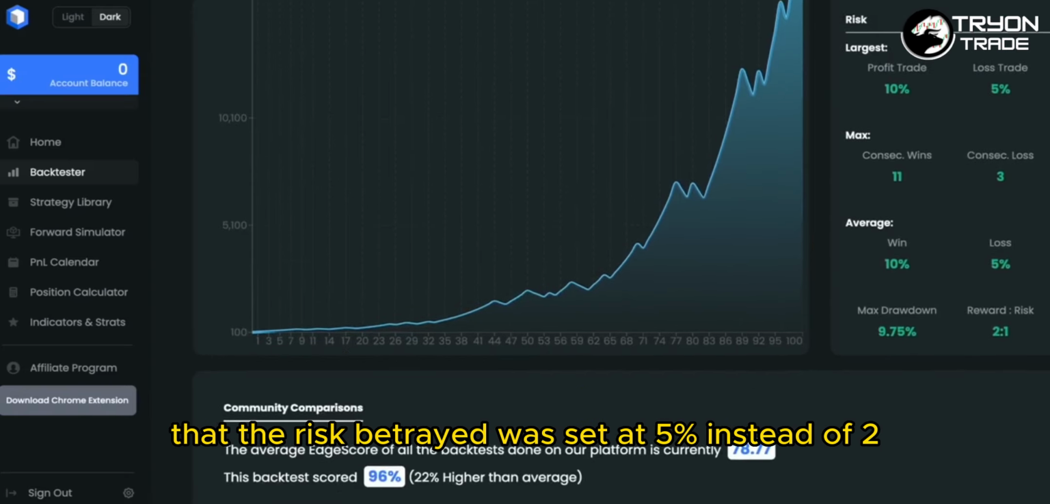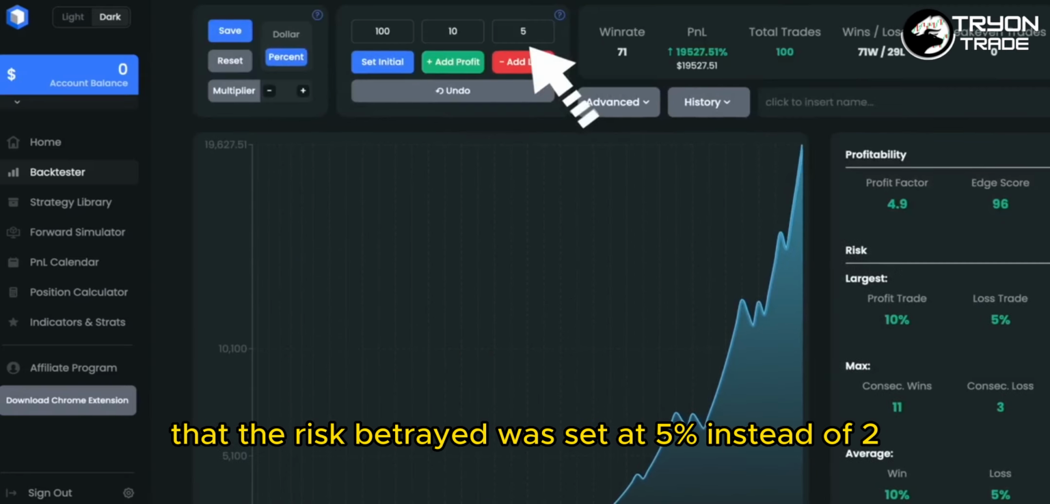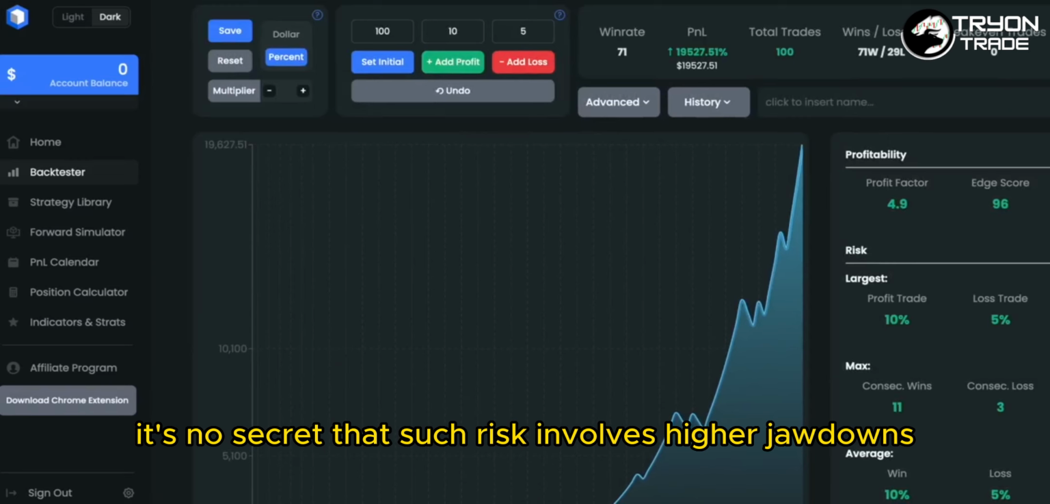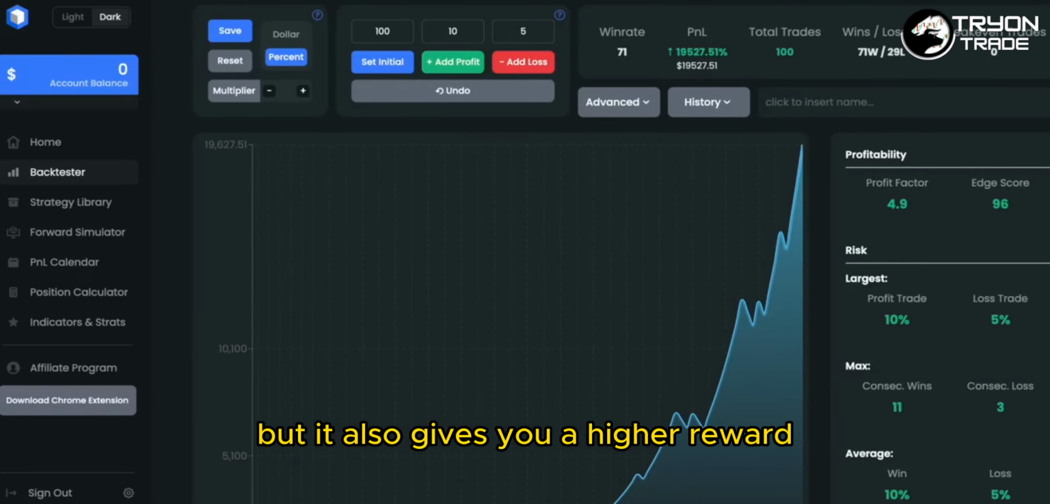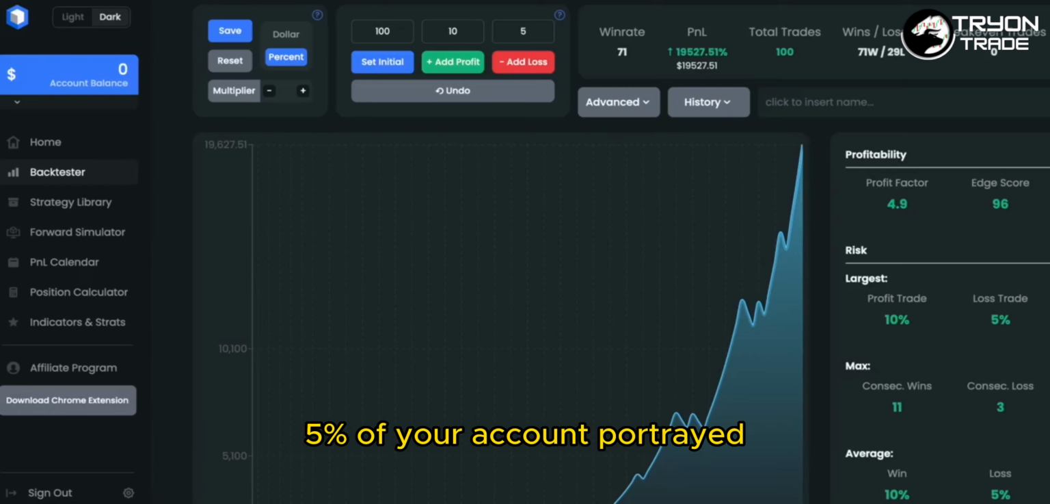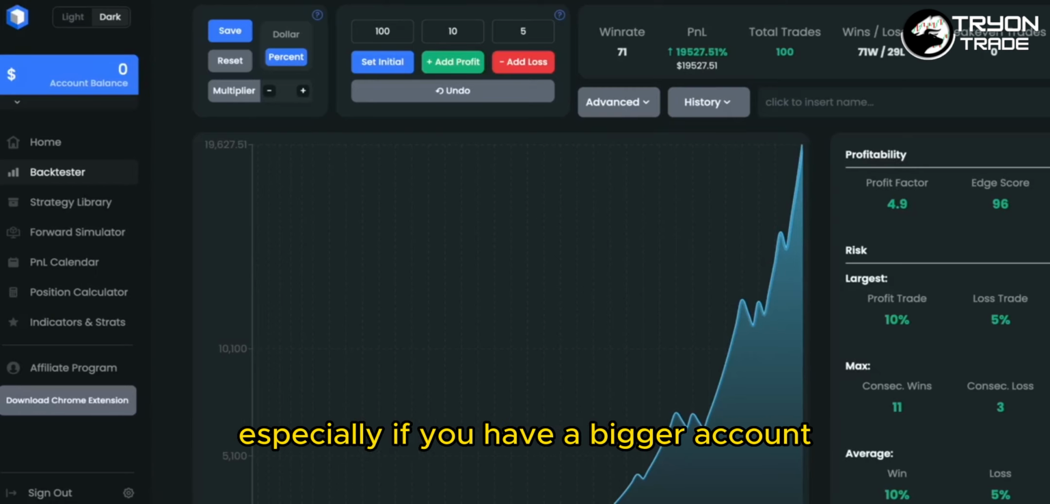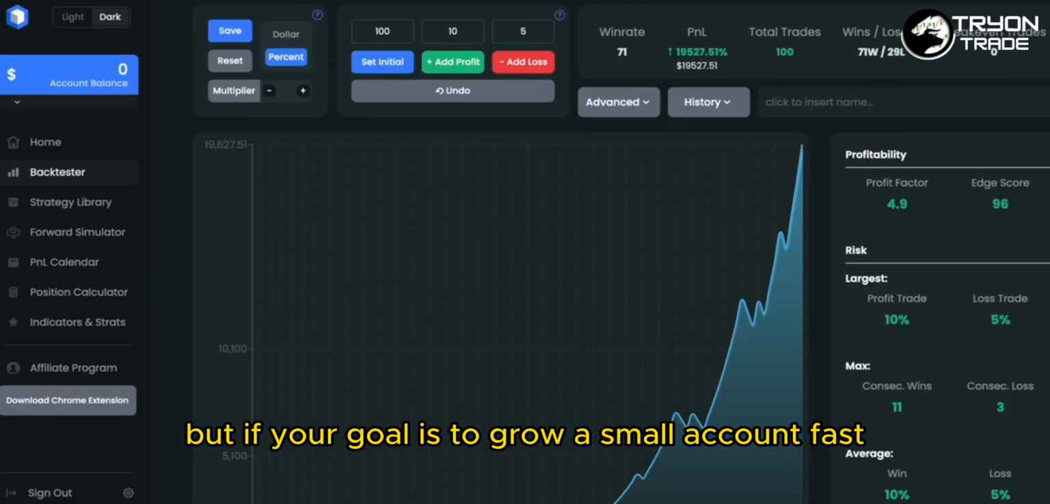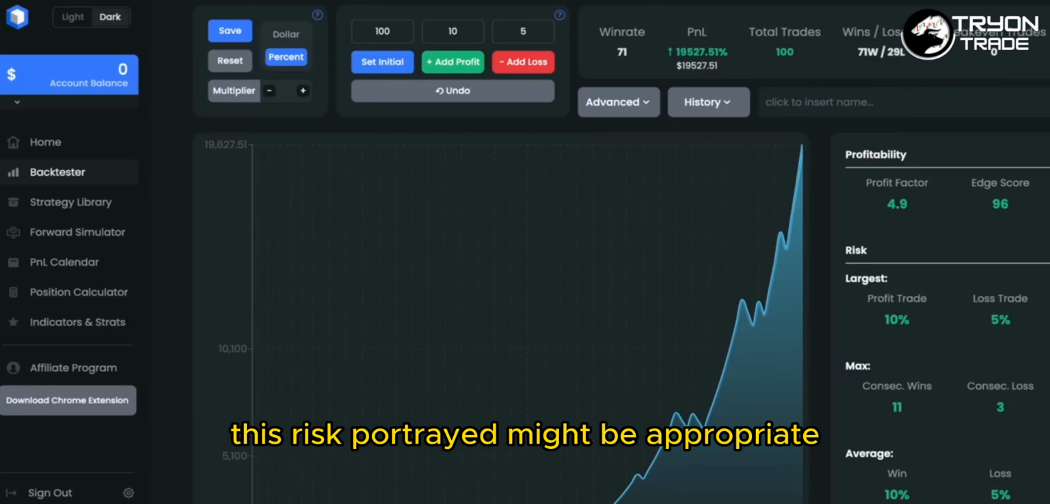You probably noticed that the risk per trade was set at 5% instead of 2%. It's no secret that such risk involves higher drawdowns, but it also gives you a higher reward. By no means am I saying that you should risk 5% of your account per trade, especially if you have a bigger account. But if your goal is to grow a small account fast, this risk per trade might be appropriate.